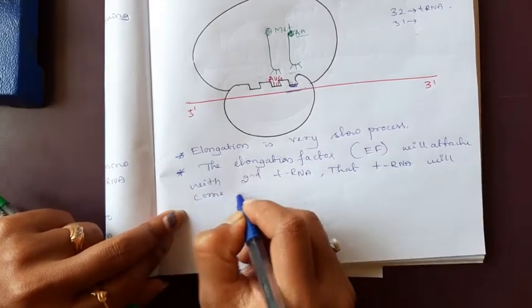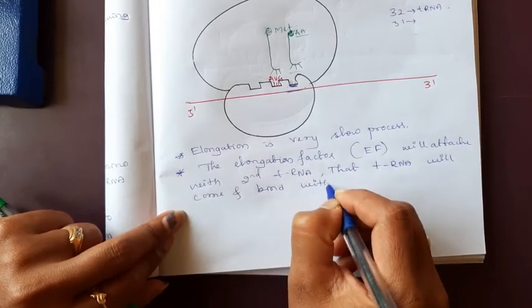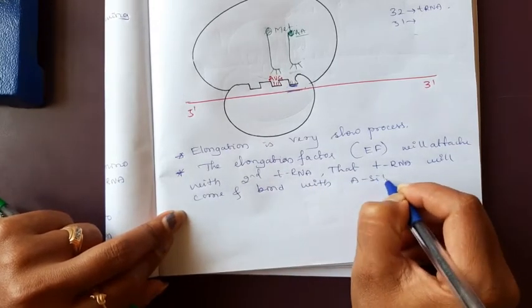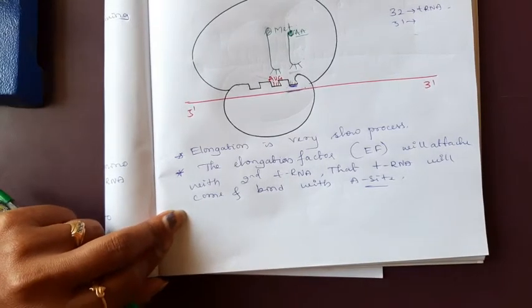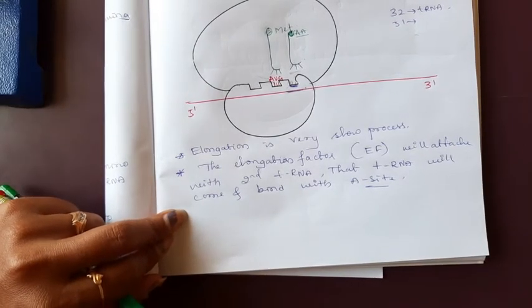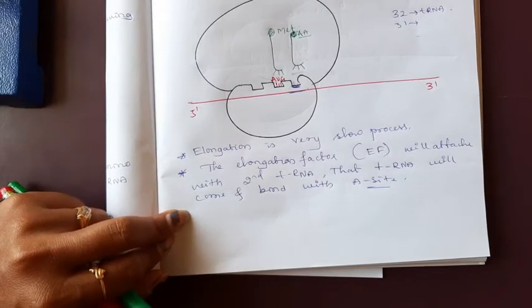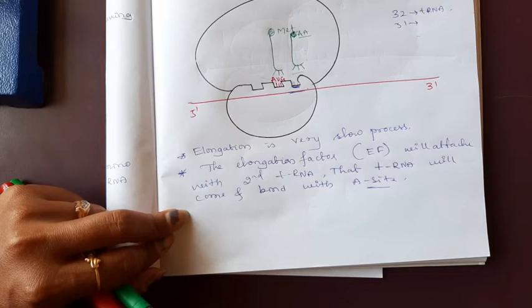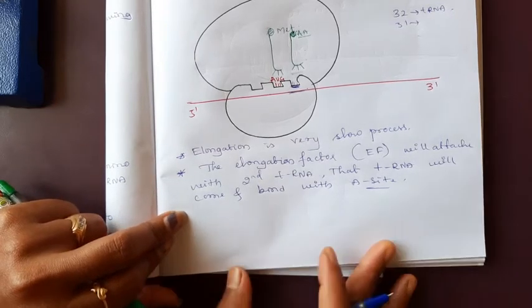Come and bind with the A site. Then when the elongation factor brings the second tRNA, that time the flipping or shifting of the ribosome occurs.